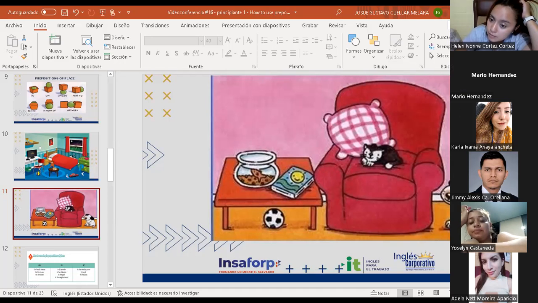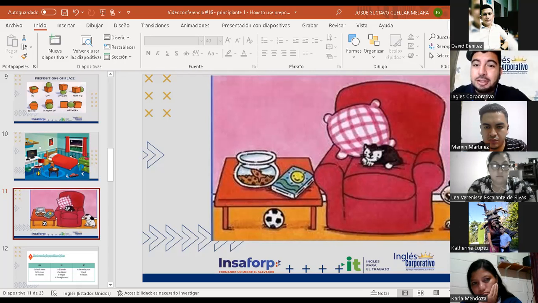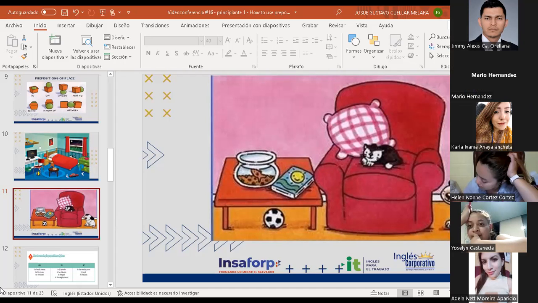Okay, if Elizabeth is not ready, Jimmy, and then William. Okay, the magazine is on the table. Thank you. Okay. Jimmy, ready? The dog is next to the sofa. Acuérdense del is. No se olviden del is. The dog is next to the sofa. Okay, thank you. William, are you ready?